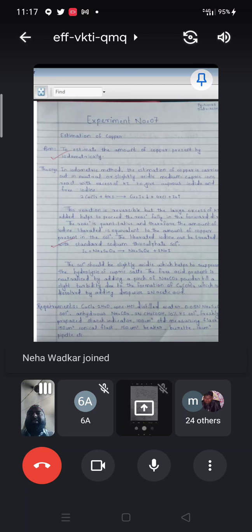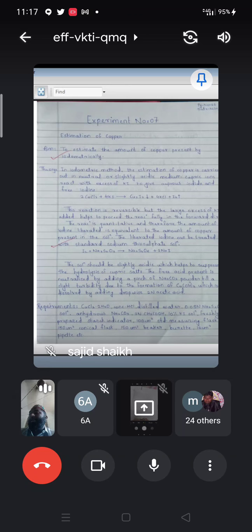For the estimation of an acid or base, we use the acid base titration. Sometimes, if many elements are present in the sample, we perform the precipitation titration. Now we have to talk about the theory of this particular part.